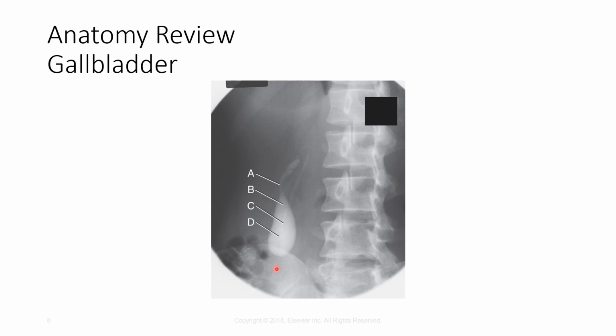We would take one picture of the patient like this, and then the patient was given a fatty meal that would cause the gallbladder to contract, and you could actually watch under fluoro as the gallbladder contracted and the barium was expelled out of the gallbladder into the descending duodenum.